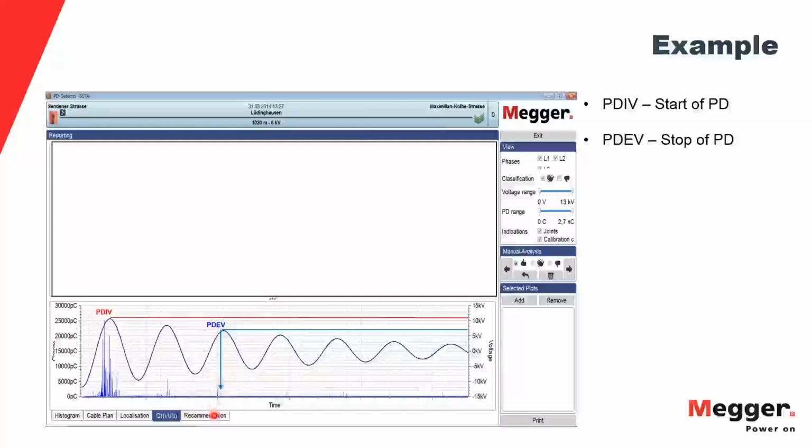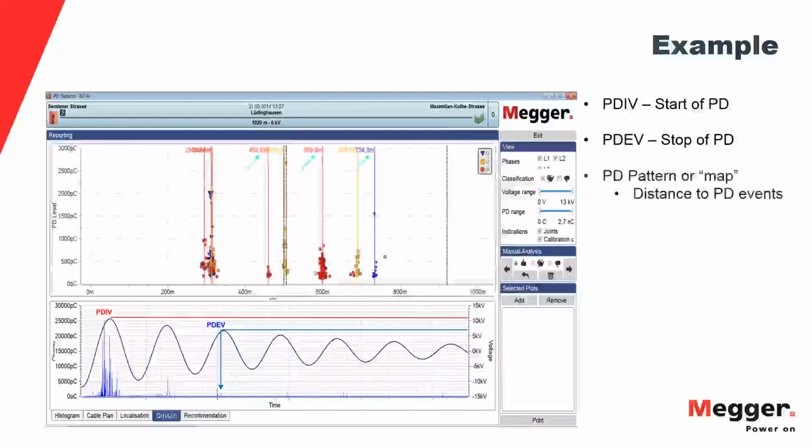The next important number to find is the extinction voltage. And that's shown here. This would be the last partial discharge that we measure in the shot, or as the voltage decays, the last partial discharge that's measured. You might see some other signatures out there, but those were noise in this case. That's the partial discharge extinction, the stop of PD.